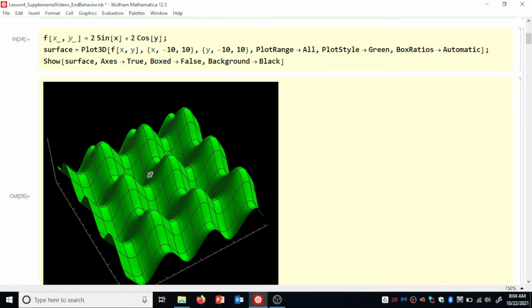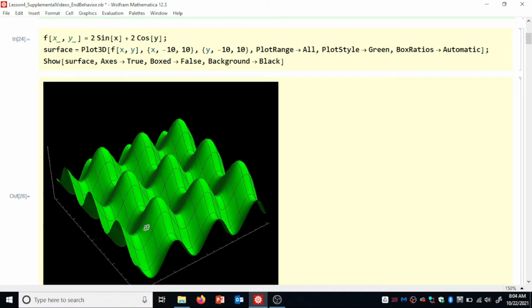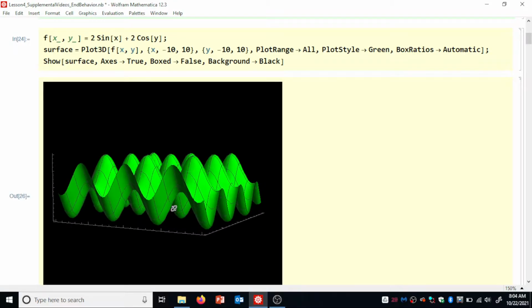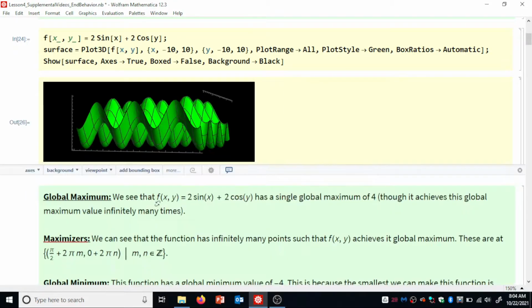Similarly, for minimizers, there's a single global minimum value of -4 when sine is -1 and cosine is -1. Then this function has an f value, a z value of -4. You can see them down here. We can see that there's a single global minimum value of -4, but it's achieved infinitely many times.